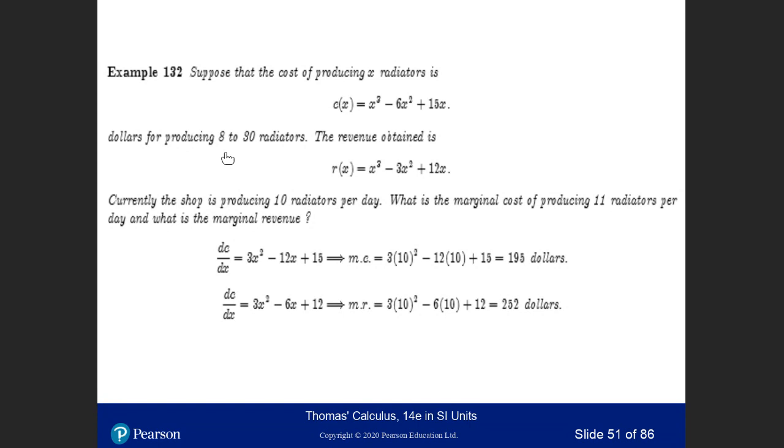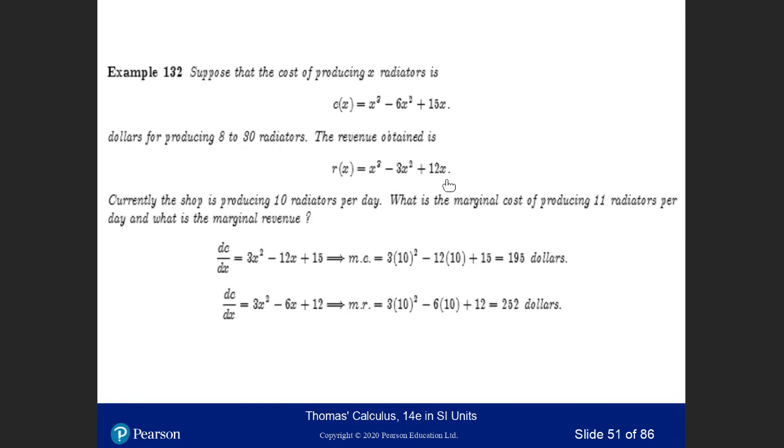Now, of course, when you produce something, you sell it in the market. Depending on the market situation, you have a revenue function also. So you have an income. So R of x, let's say, x cubed minus x squared plus 12. Now, currently the plant is producing 10 radiators per day, let's say. Now, what is the marginal cost of producing 11 radiators per day, and what is the marginal revenue?